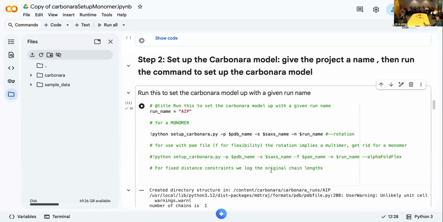So you set your run name, and then there are various options depending on if you have a monomer, a multimer, or if you're using PAE files, or have fixed distance constraints, for example for sulfide bond predictions.